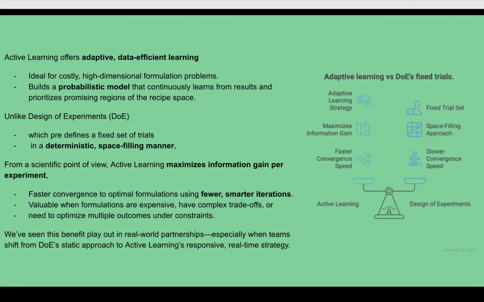There are trade-offs that you have to make, or you have a lot of constraints. Real-world constraints could be nutritional, factory, manufacturing, regulatory that you have to deal with. In those situations where experimentation is very expensive, or you're in a multi-dimensional space, using active learning reduces the effort required to get to the right answer. And we see this benefit play out in real-world partnerships when teams shift from a static design of experiments approach to active learning, which is more responsive and a real-time learning strategy.